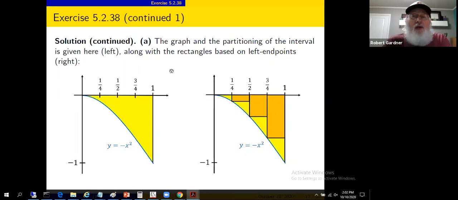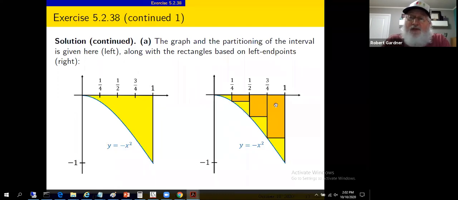Okay, there's the partitioning, along with the rectangles based on left endpoints. Let's start on this rectangle here. I want to use the left endpoint of this 4th subinterval. Left endpoint is 3/4. I'll plug 3/4 into the function. That'll produce this y value, and we'll use that as a quote-unquote height. This is the 4th rectangle in the Riemann sum. We use the left-hand endpoint.